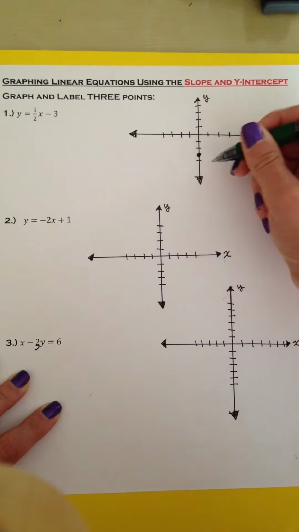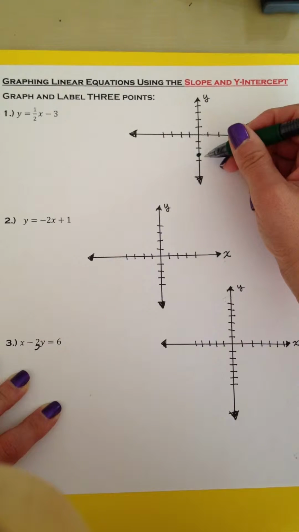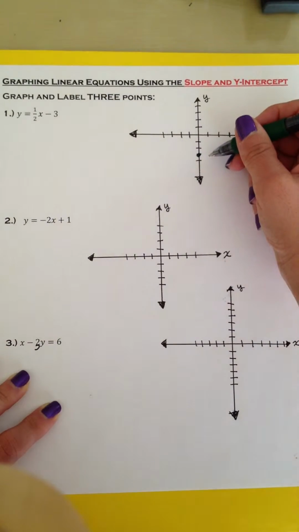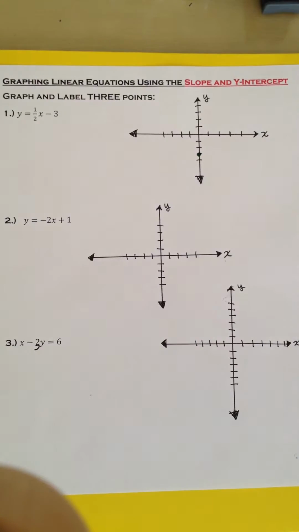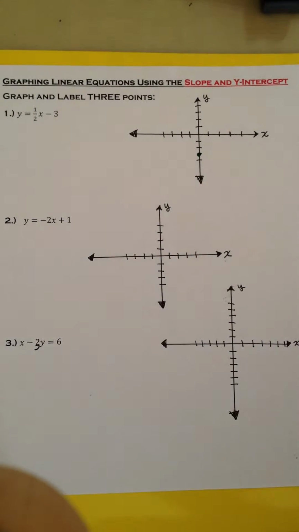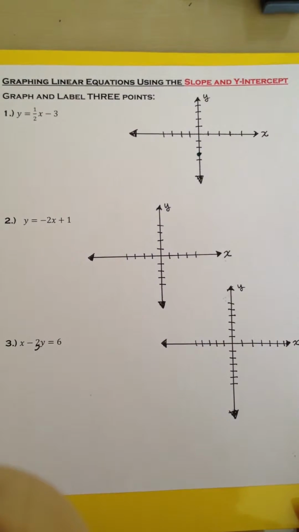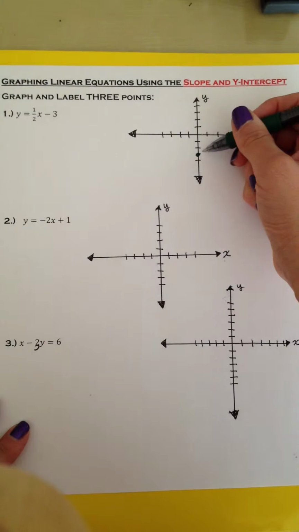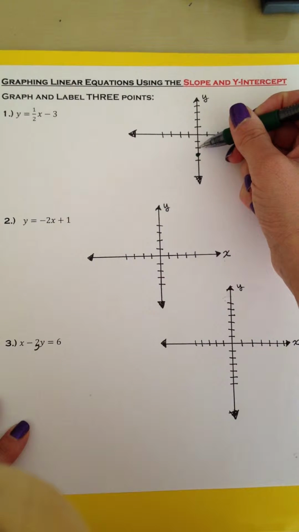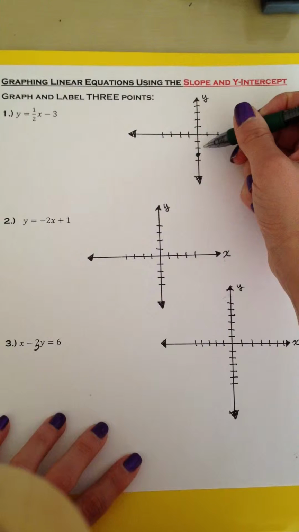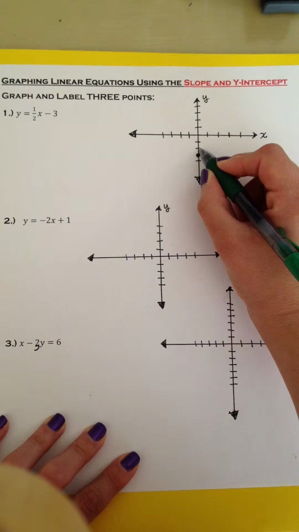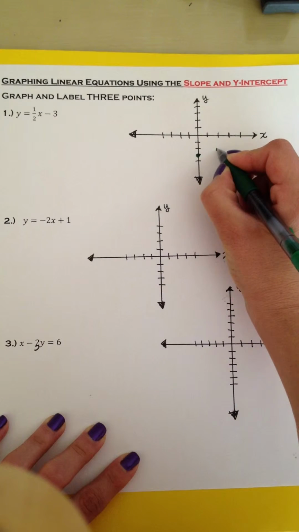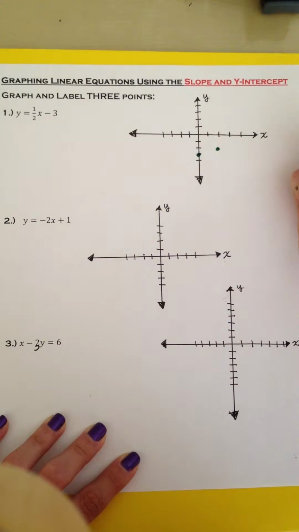And then, of course, from here, we need to get 2 more points. And what we're going to do is use the slope. And the slope is positive 1/2. And so what this means is we're going to go 1 unit up and 2 units to the right. 1 unit up, 2 units to the right. And we have our second point.